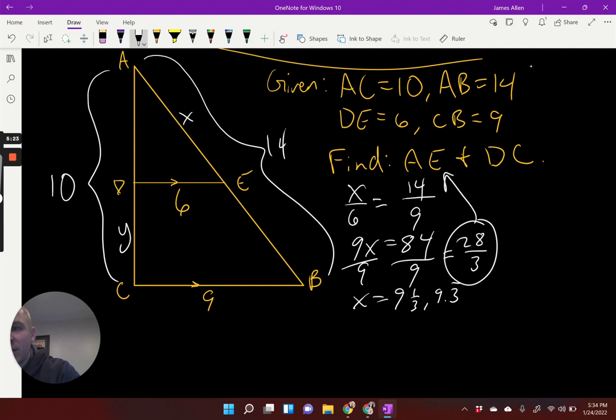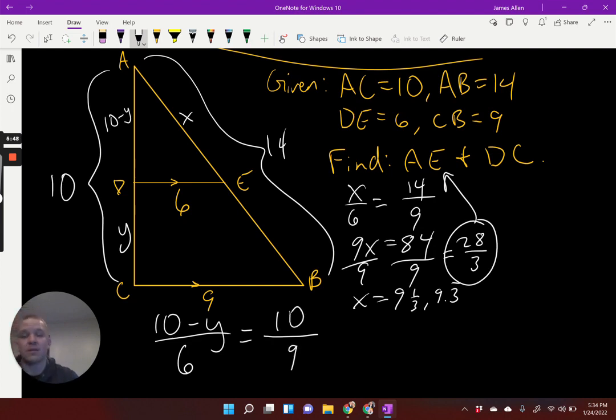So AD, could this be about 10 minus Y? Because whatever DC is, the whole side is 10. I'm going to subtract out whatever that Y is, right? So I could do this. 10 minus Y, which is a side of that small triangle, over its base of 6, equals, and then the entire side of the big triangle is 10 over the base being 9.